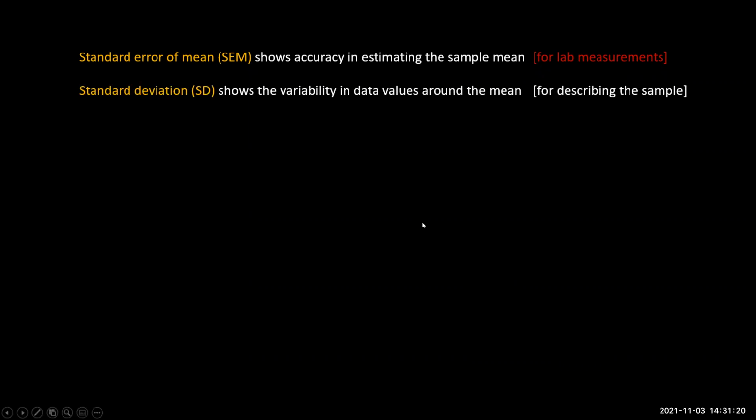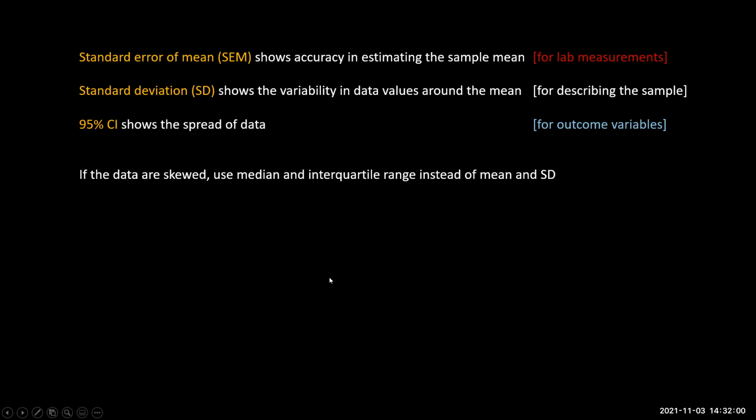Whereas standard deviation shows the variability in data values around the mean. So it's used for describing the sample, whether the sample is spread out or not. And then don't forget 95% confidence interval. It shows the spread of data, and it is actually an inferential number, and it is used for outcome variables like the difference of means or some other kind of primary outcome measure that you were trying to measure and compare between different groups.